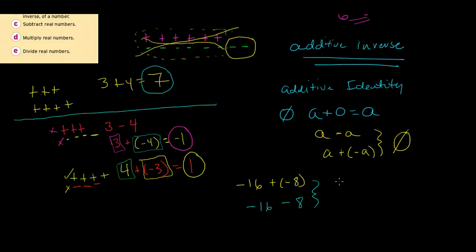Now here, let's write this out. I have 16 negatives, 1, 2, 3, 4, 5, 6, 7, 8, 9, 10, 11, 12, 13, 14, 15, 16, and then I'm going to add 8 more negatives, or I'm going to subtract 8 more. 1, 2, 3, 4, 5, 6, 7, 8. And so now what I've got is 24 negatives here. So really all that happened was my number got even more negative.